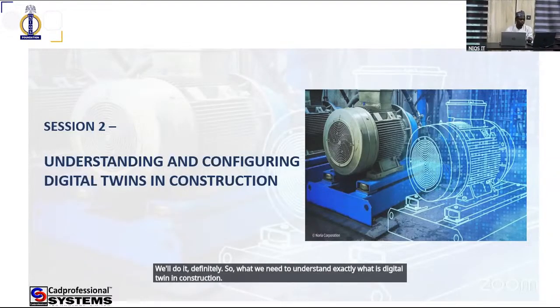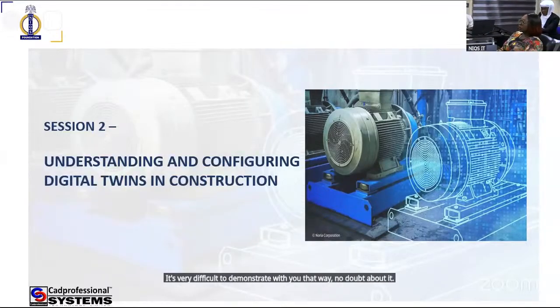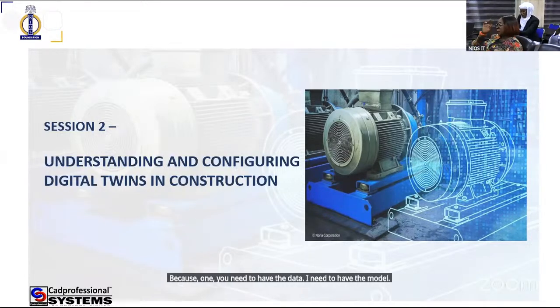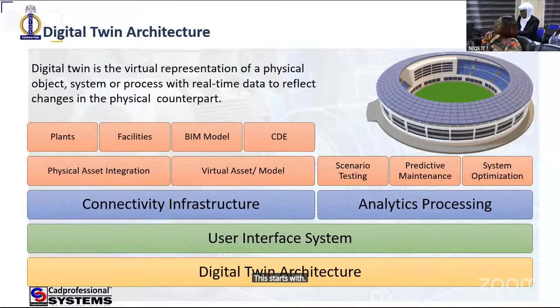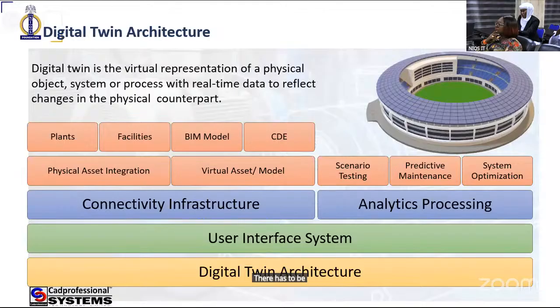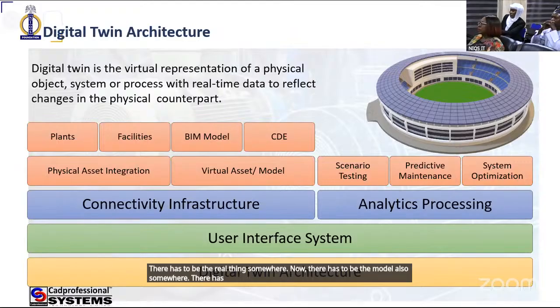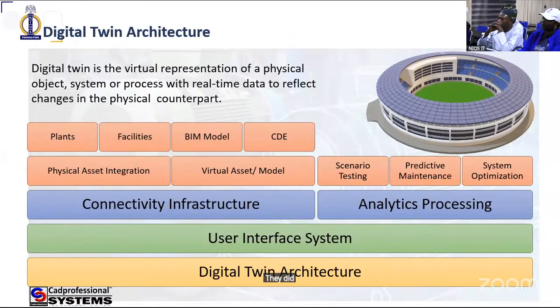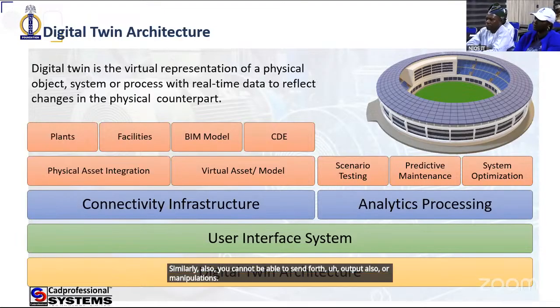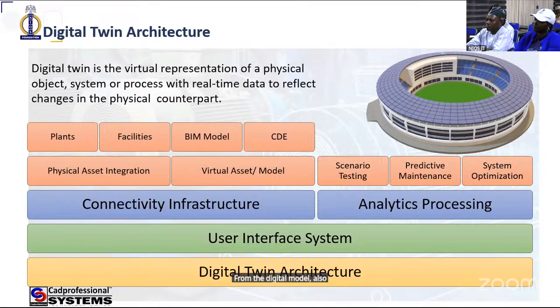It's very difficult to demonstrate a digital twin, no doubt about it, because one, you need to have the data and you need to have the model. A digital twin, like I mentioned here, is all about the visual representation of a physical object. There has to be the real thing somewhere. Then there has to be the model also somewhere. Then there have to be connectors, so that the data coming from the real thing are harnessed and transferred into the digital model. Similarly, you should also be able to send output, or manipulations, from the digital model back into the real thing.